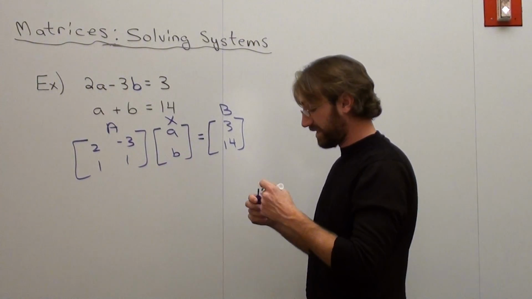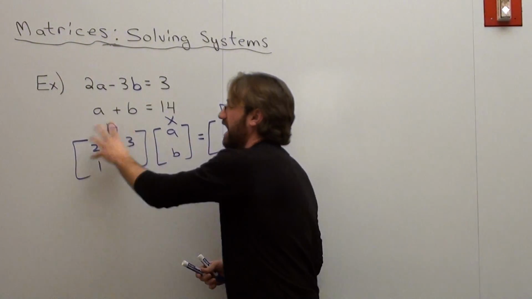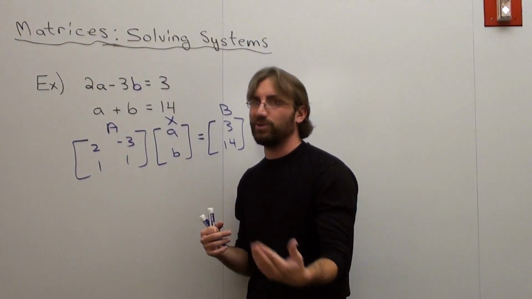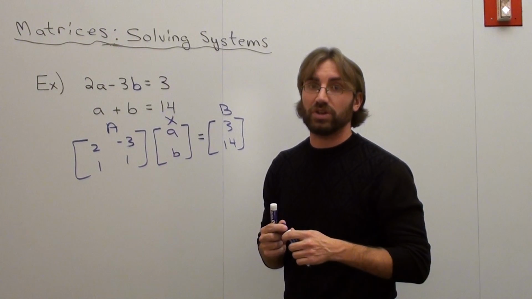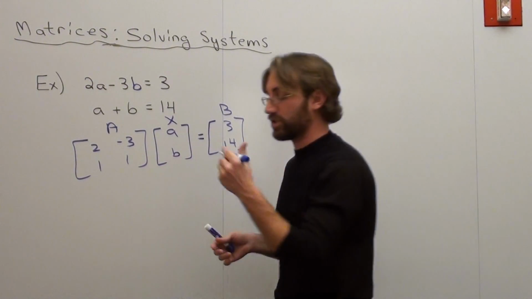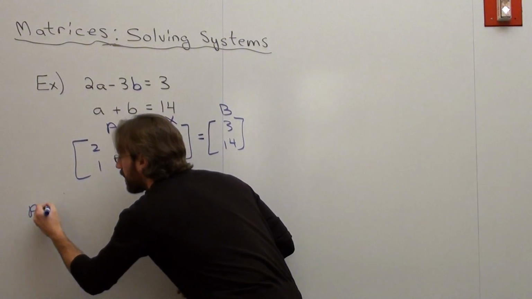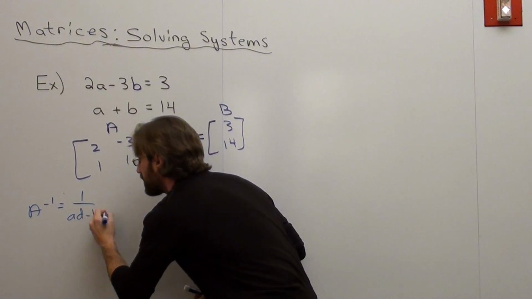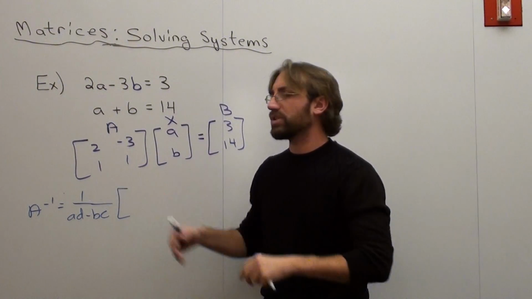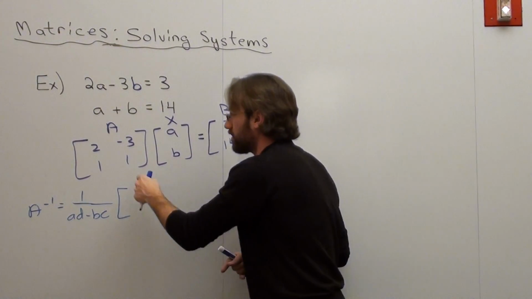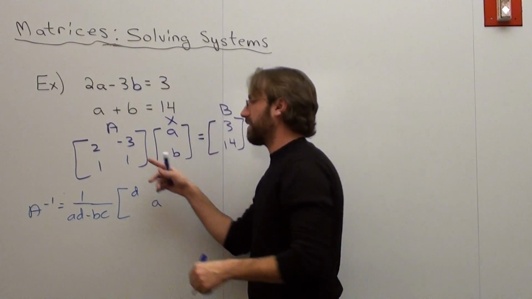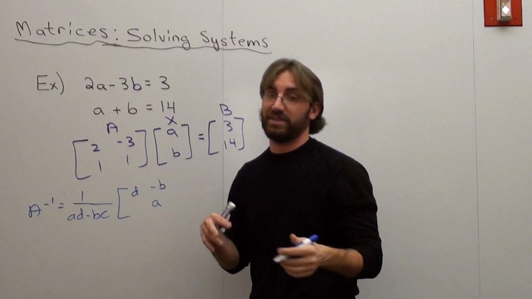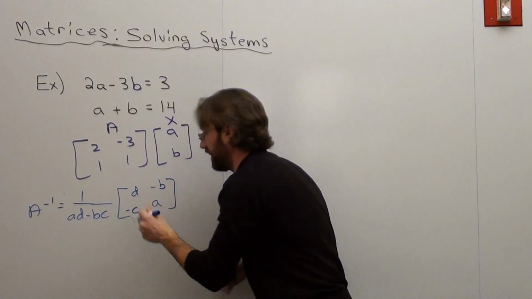Now what I want to do is basically get X by itself. So I want to get rid of this A right here. Now the only way to do that is by figuring out what its inverse is. Well, that's not too bad, actually. In order to figure out its inverse, though, you have to remember the formula for a 2x2 matrix, which is, the inverse, that little -1, is 1 over AD minus BC, and it's all multiplied by this matrix except you switch terms. The A and the D switch, so it's D and A, and the B and the C are in the same spot except they're opposite.